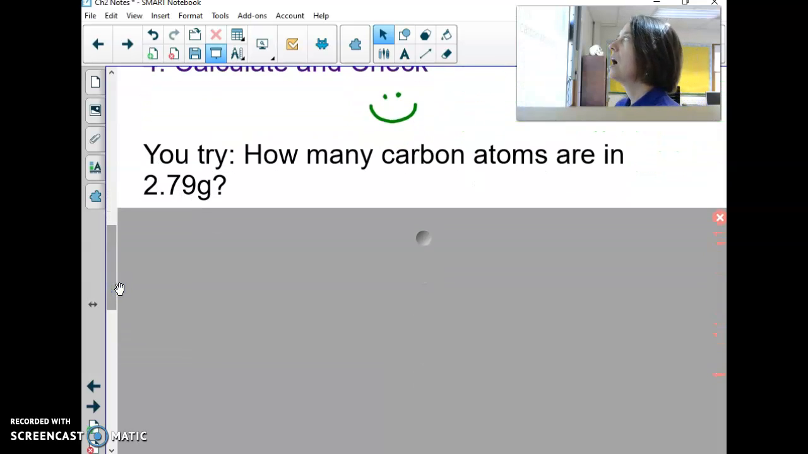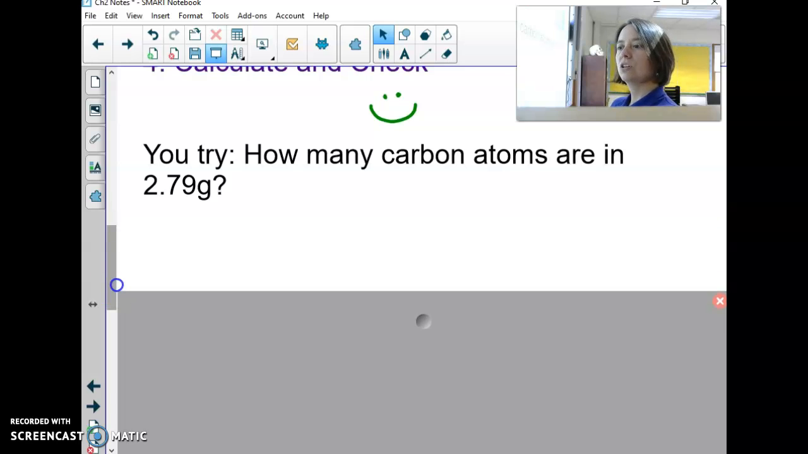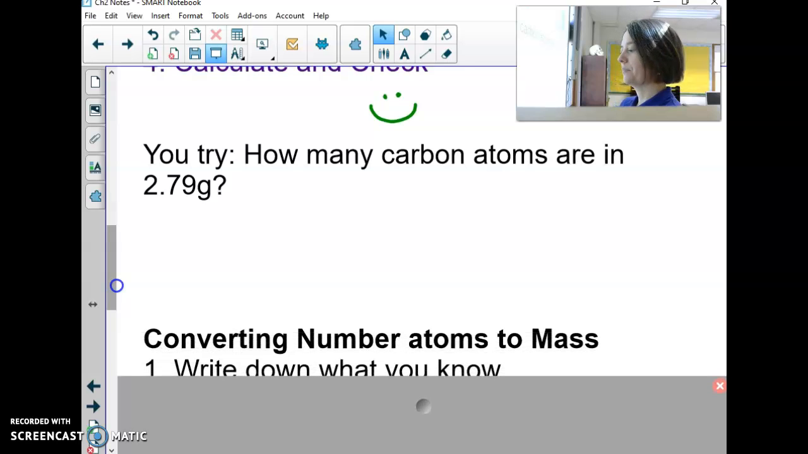Now you're going to do that on your own. So you try. How many carbon atoms are in 2.79 grams? Please set that up in your notebook and get an answer, and we will go over that in class.